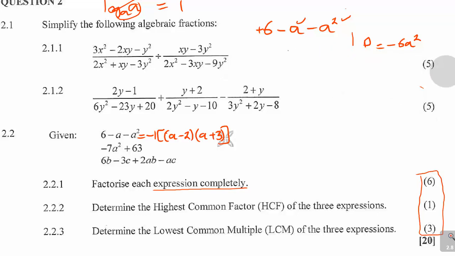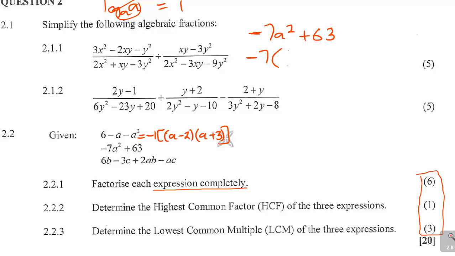We move on to the other one to factorize. I'm just writing that. We've got minus 7a squared plus 63. You see, again, it's a dilemma. You're given a negative there, so you can take out that negative first. But now, with 7 and 63, you can take out 7 there. Minus 7 into a squared, minus 7a squared, so a will remain with the squared there. And then the negative will make the interchange, positive becoming negative.